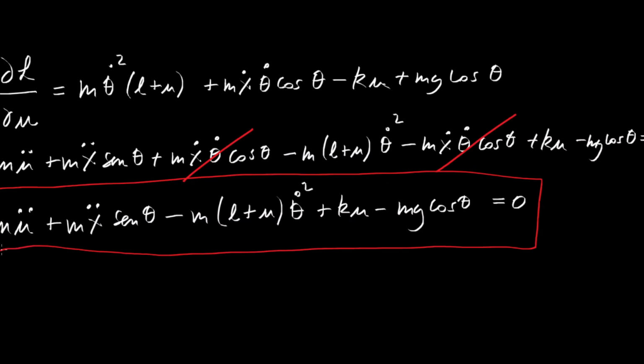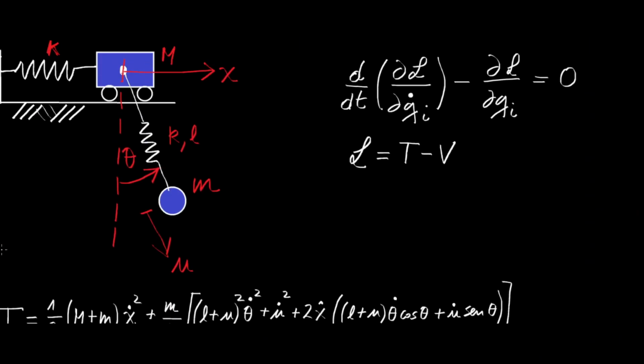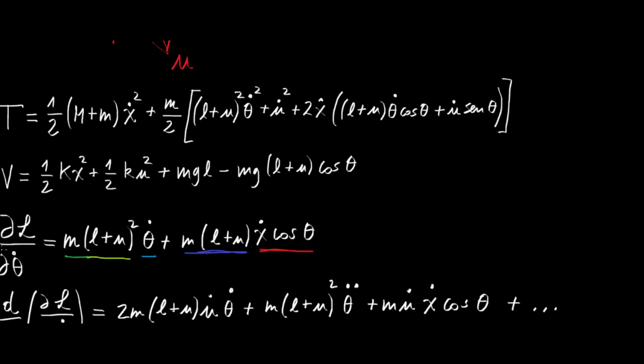Okay, so there we have it, the three equations of motion associated with the three generalized coordinates that we use in order to describe the motion of our mechanical system: x, theta, and u. The equation of motion associated with the x coordinate again was obtained in the first part. If you haven't seen that video, just take a look, and here we have it, our three equations of motion.